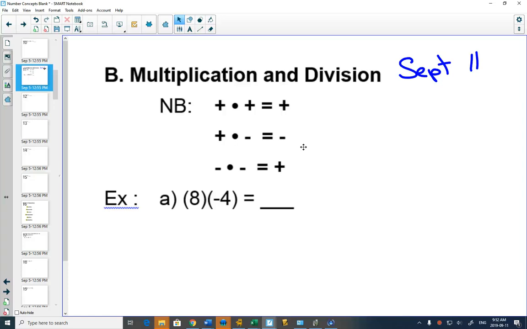We're now going to look at multiplying with integers. So at the beginning, oh, so much new stuff.